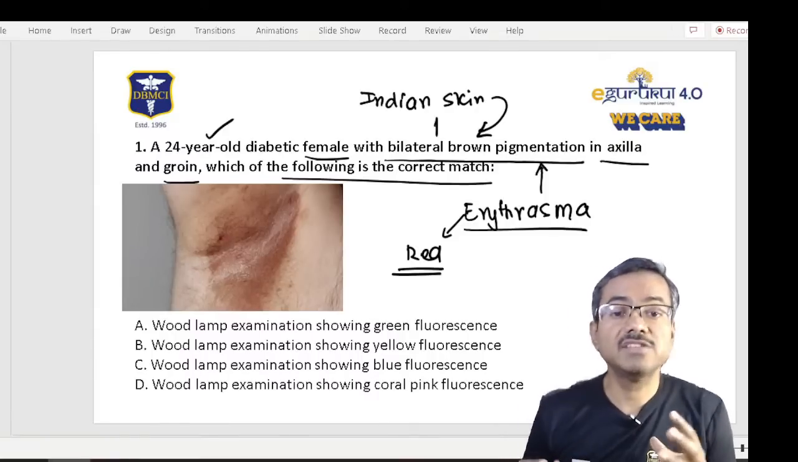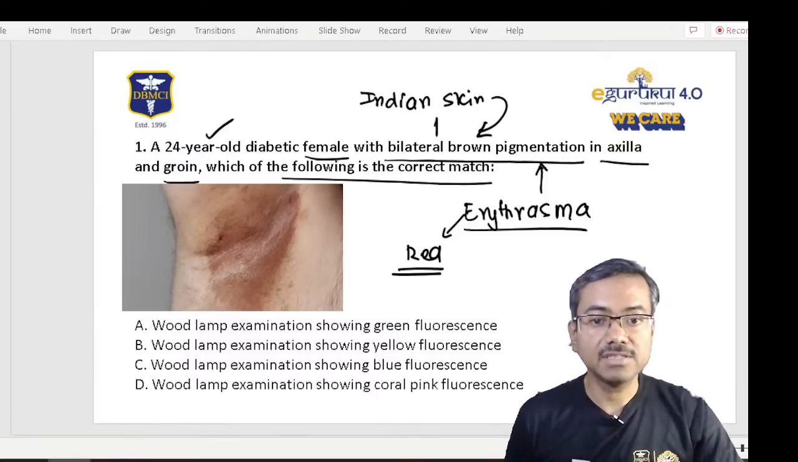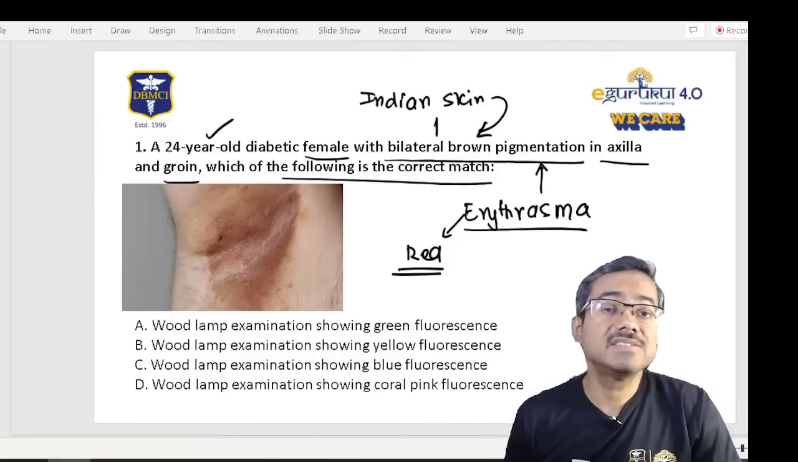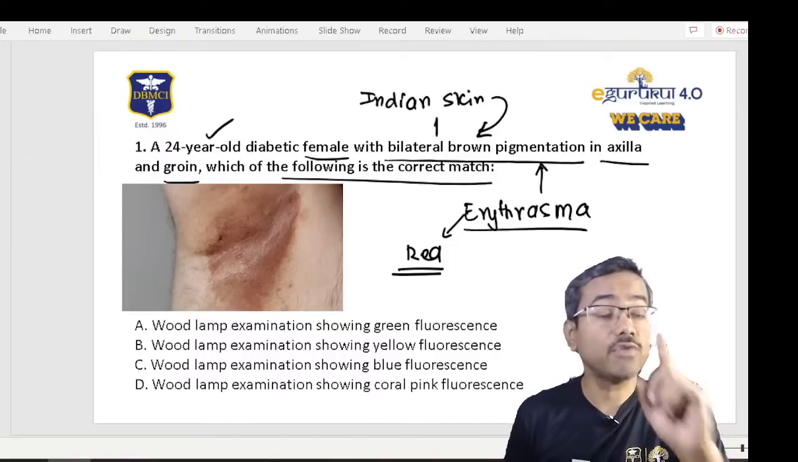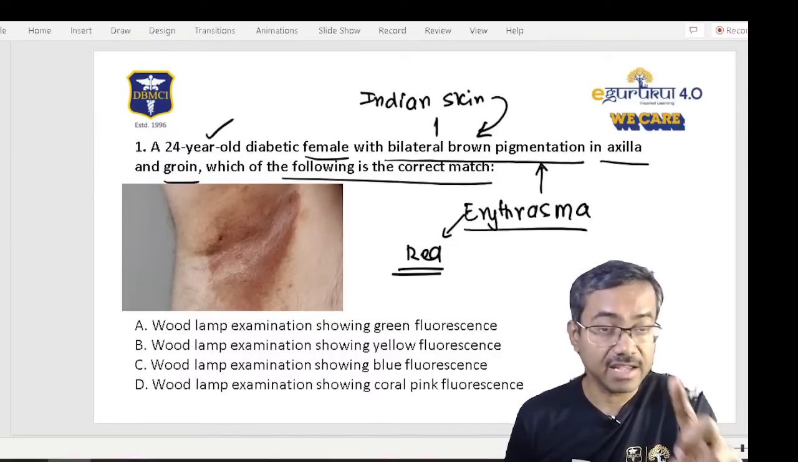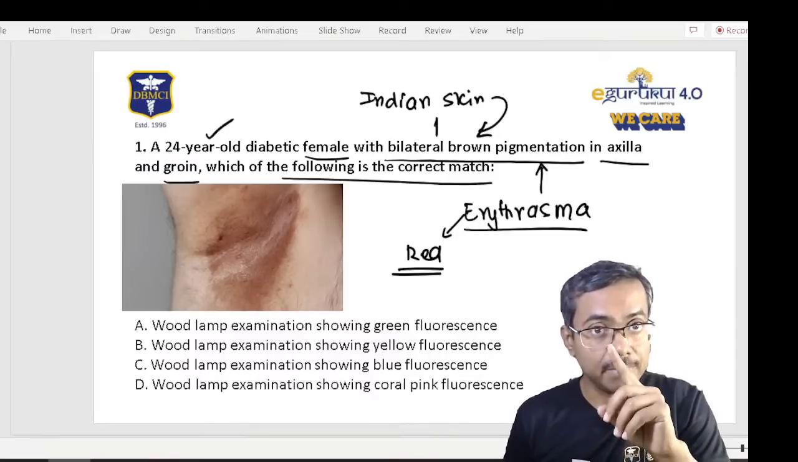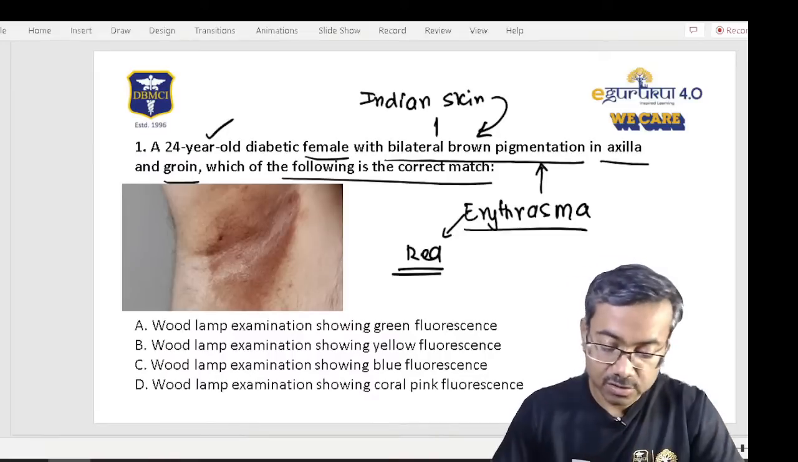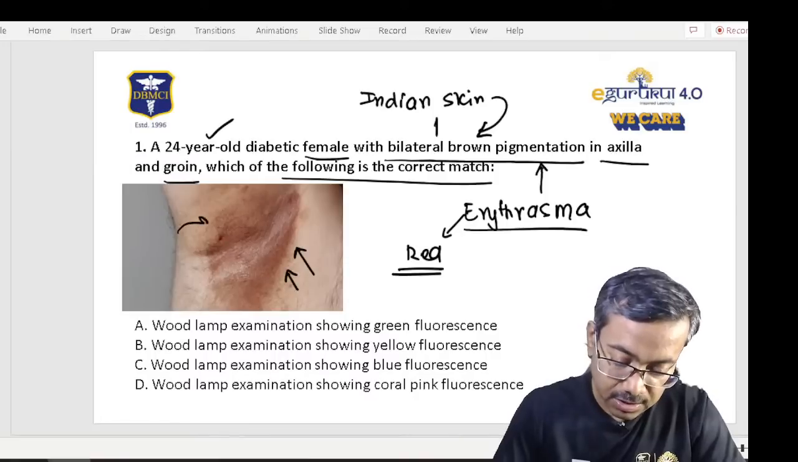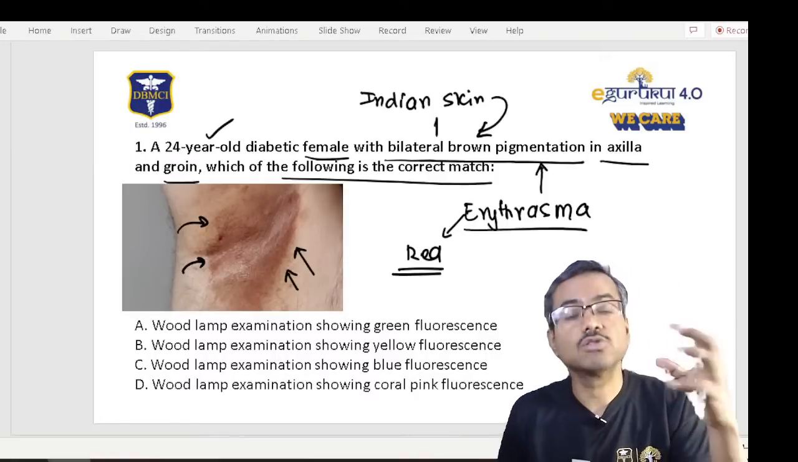You would say erythro means red, but this is not red. Erythro means red, I'm sure, but that's only in fair skin. In Indian skin, it tends to be a bit brown. So that's the first point all of us need to understand. You can see this brown pigmentation, typically in the axilla, and it can also come in the groin.